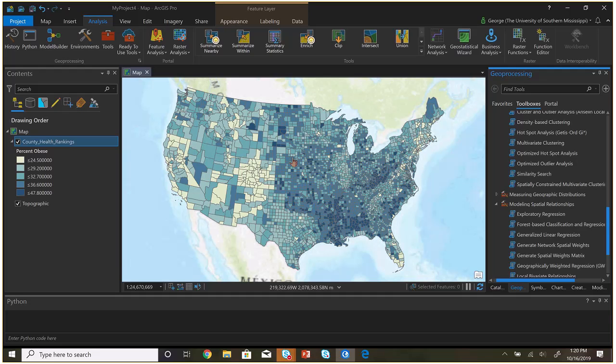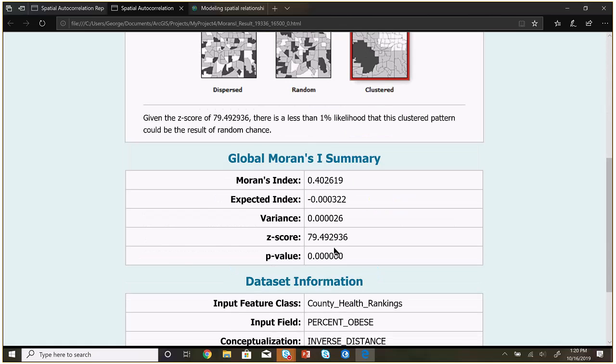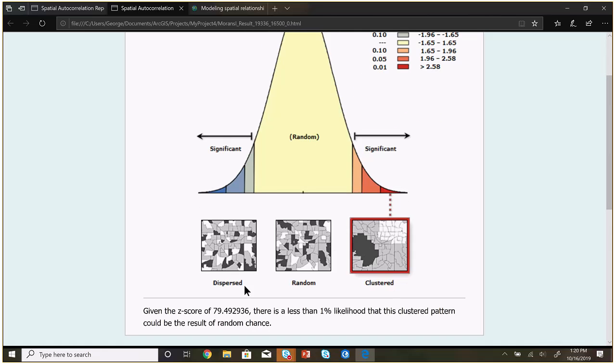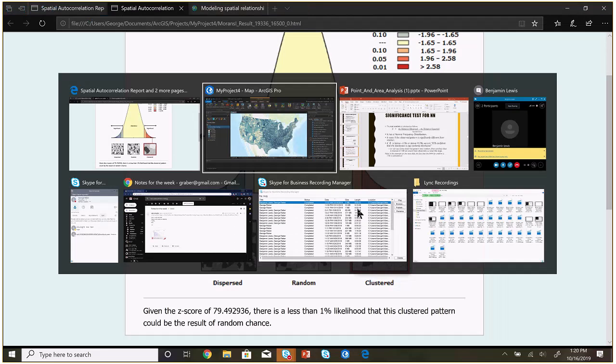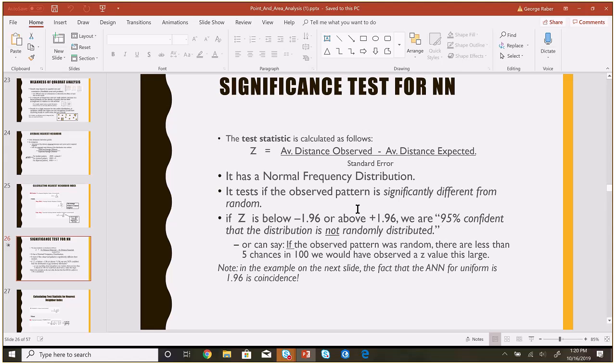Now, statisticians will get in and tell you that this is either created by a random process or not, right? So technically, what you should be saying is that the likelihood that a spatial pattern like this was created at random is very, very low. There's less than 1% likelihood that this clustered pattern can be a result of random chance.